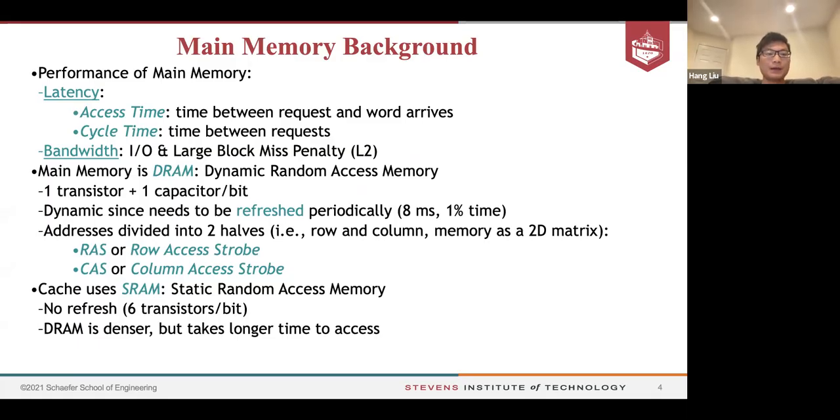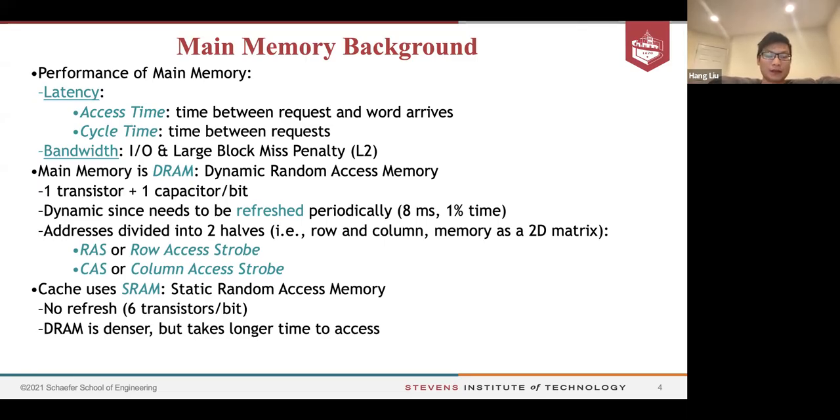The performance of main memory mainly focuses on two things. First is latency. Latency concerns two types of latencies. First is access time, the time between request and word arrival. So we send a request and then the request is responded to. The cycle time is the time between requests. Okay, bandwidth is, given a time, the total amount of data that was served, right?